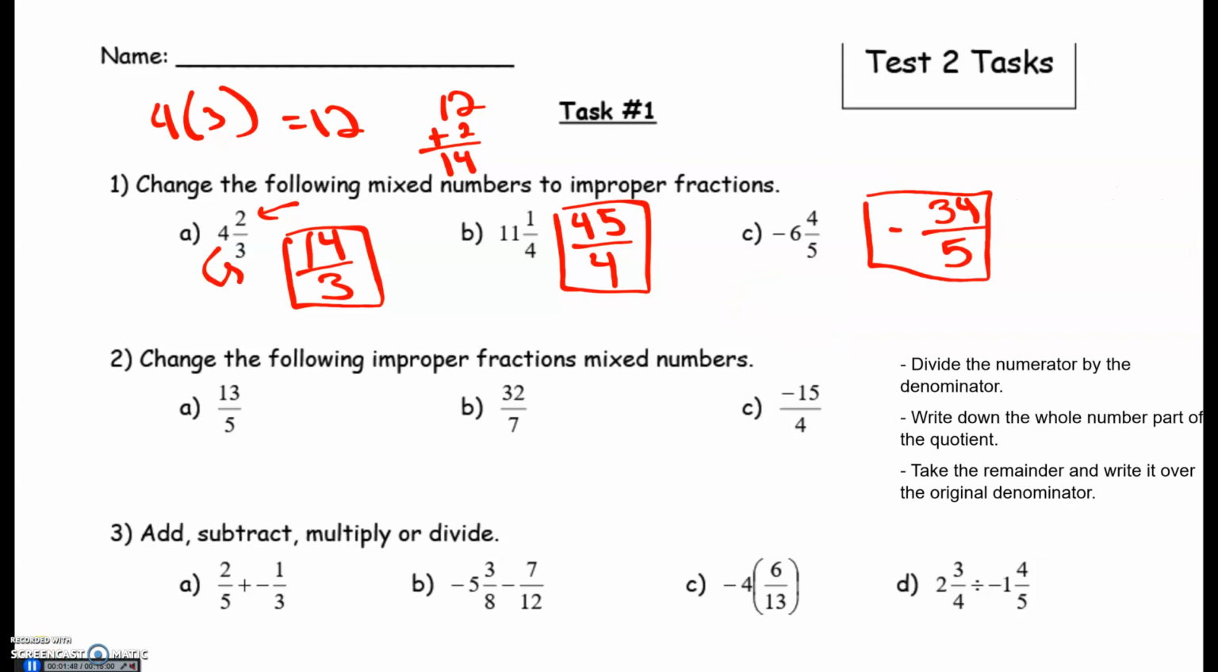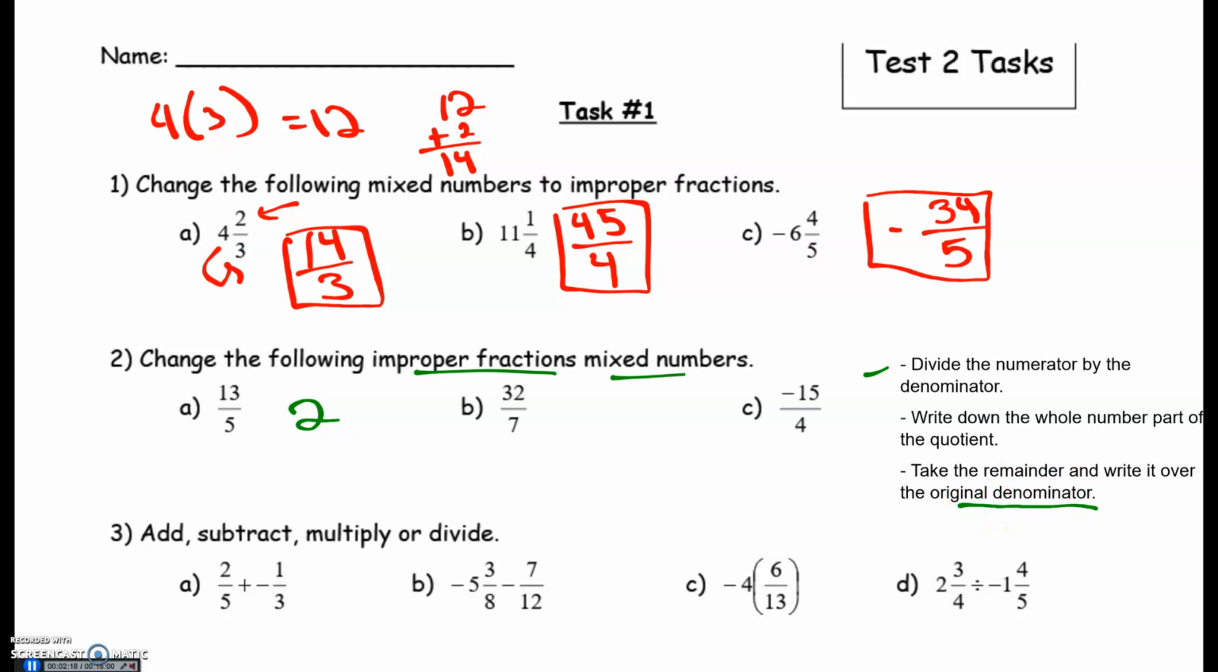So for question number 2, we're going to change the following improper fractions into mixed numbers. Okay? So in order to do that, the first thing we want to do is divide the numerator by the denominator. So I want to ask myself, how many times does 5 divide into 13? 5 divides into 13 a total of 2 whole times. Once I've done that, I write down the whole number part of the quotient. Awesome. Now I need to take the remainder and write it over the original denominator.